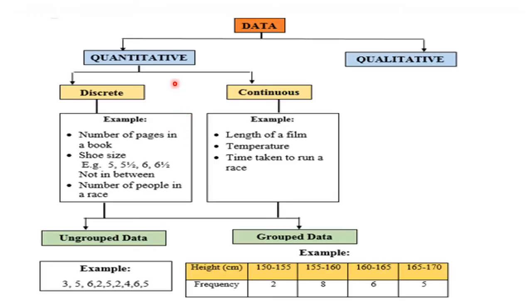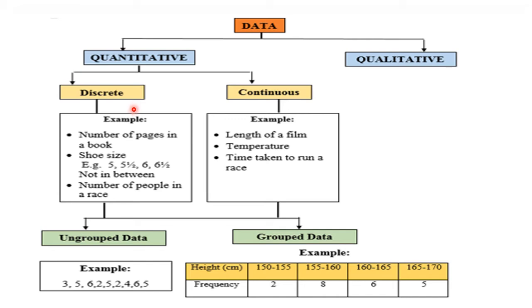Now look at the chart in the slide. The whole thing here is data. As we learned earlier, it can be divided into quantitative and qualitative. Since we are dealing with data descriptive, we'll focus on quantitative. Quantitative data again divides into two categories. The first one is discrete and the second one is continuous. Discrete is countable, such as shoe size and the number of students.